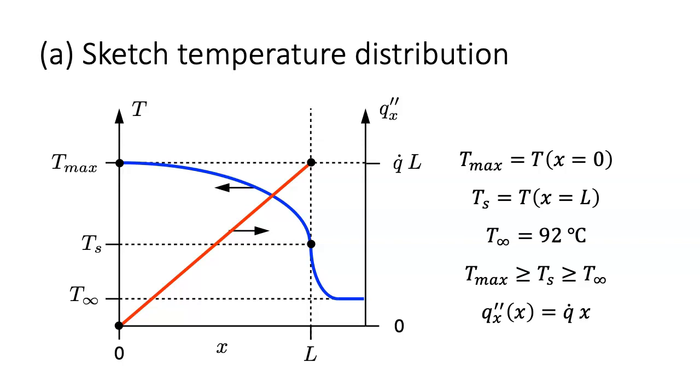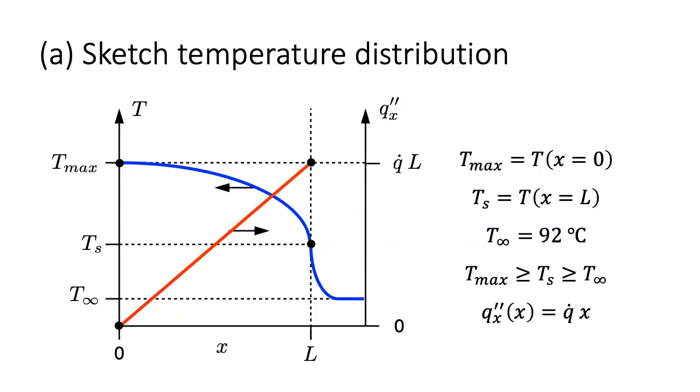Thus, we infer that the maximum temperature will be at x equals 0, and then it will decrease parabolically with x to T sub s at the surface where x equals L. The magnitude of T sub s must be between the maximum temperature and the fluid temperature by the second law of thermodynamics. Finally, we add a curve to the temperature distribution as x increases further to indicate that it decreases rapidly from T sub s to the fluid temperature. We will discuss later in the course why this is correct when we cover convection.